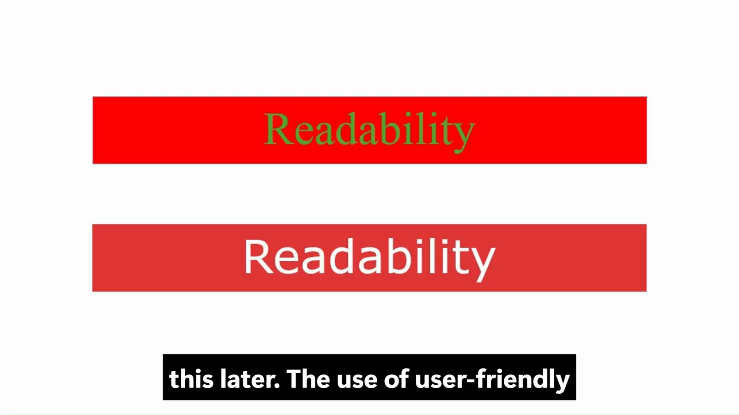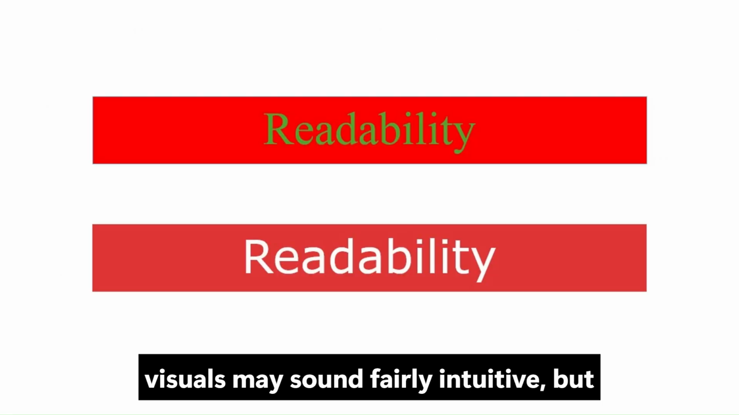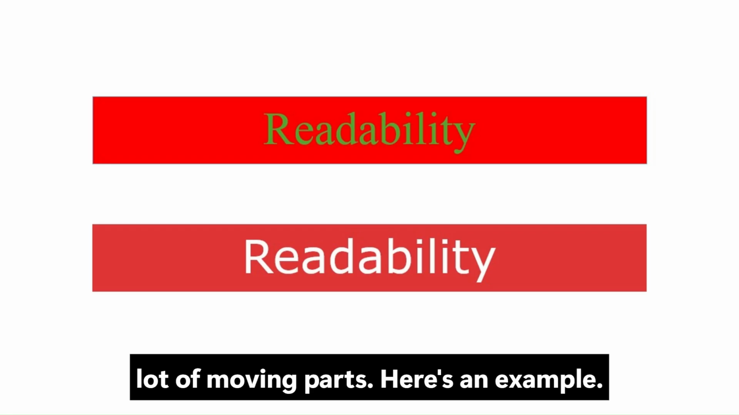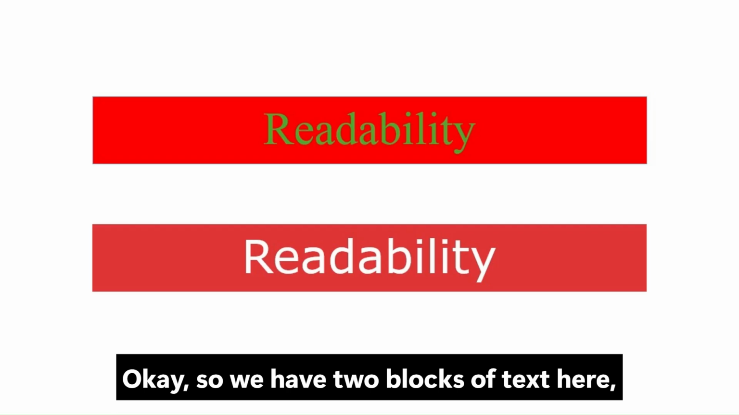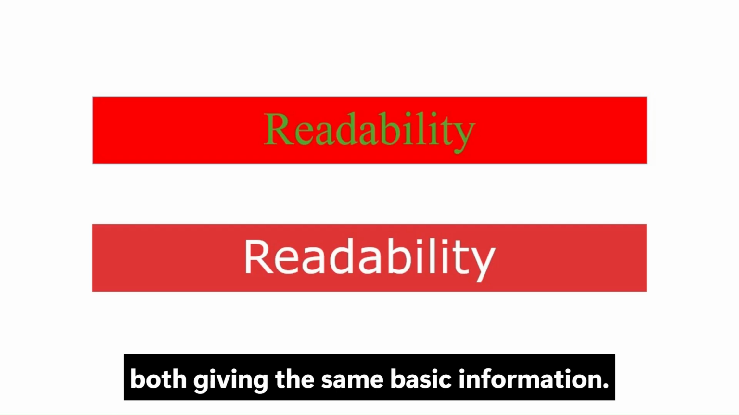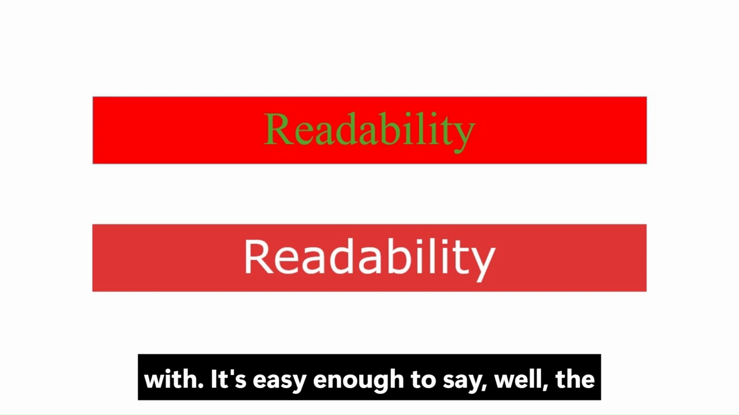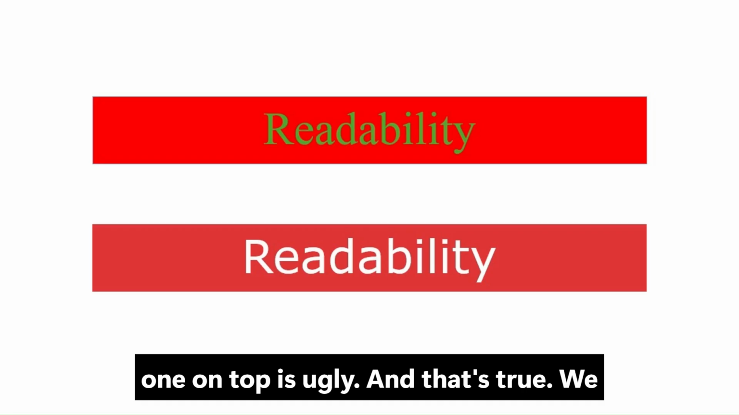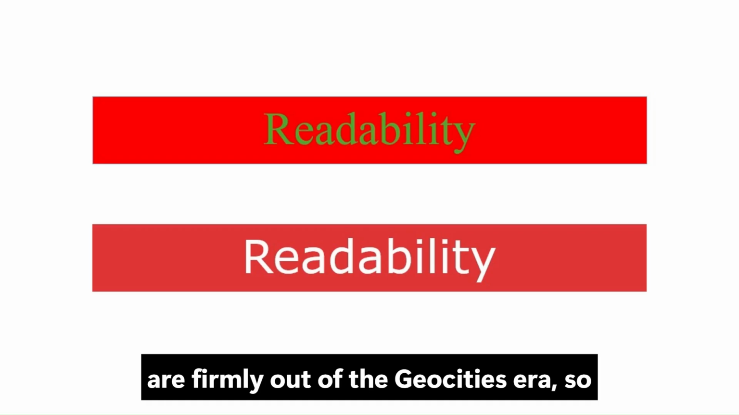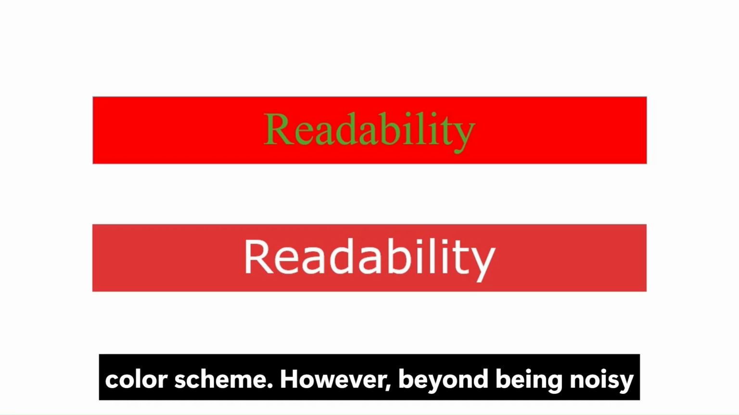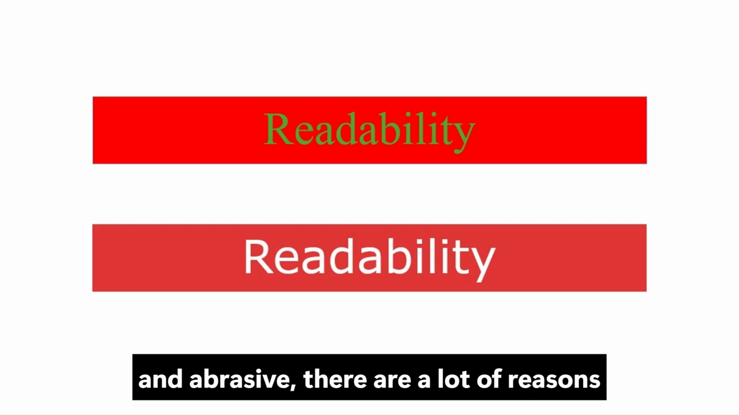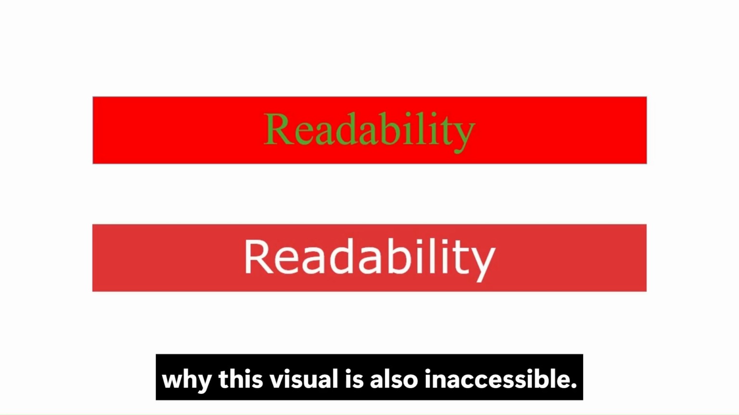The use of user-friendly visuals may sound fairly intuitive, but it's another element that comes with a lot of moving parts. Here's an example. Okay, so we have 2 blocks of text here, both giving the same basic information. However, one is a lot easier to deal with. It's easy enough to say, well, the one on top is ugly. And that's true. We are firmly out of the GeoCities era, so there's no reason to use this kind of color scheme. However, beyond being noisy and abrasive, there are a lot of reasons why this visual is also inaccessible.